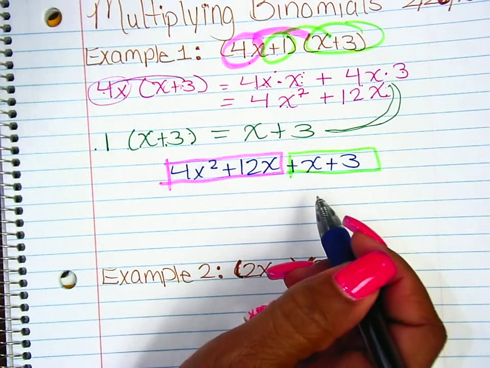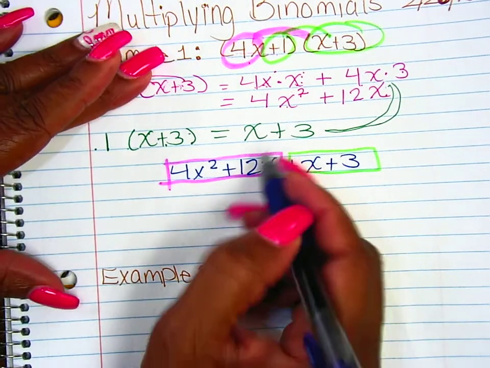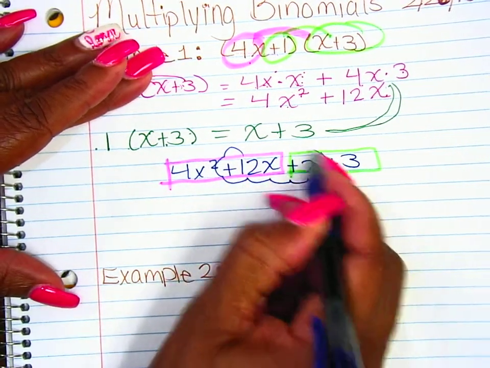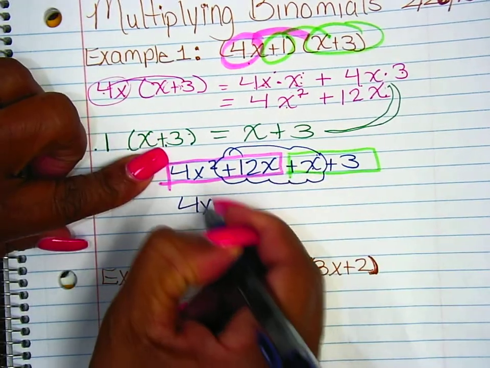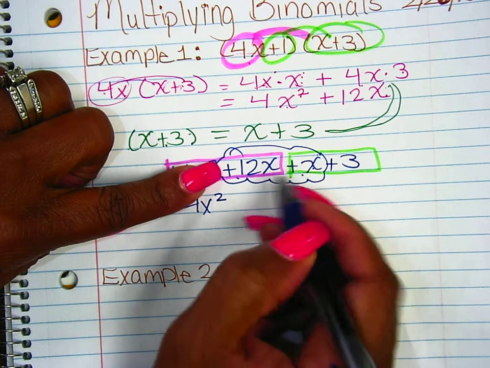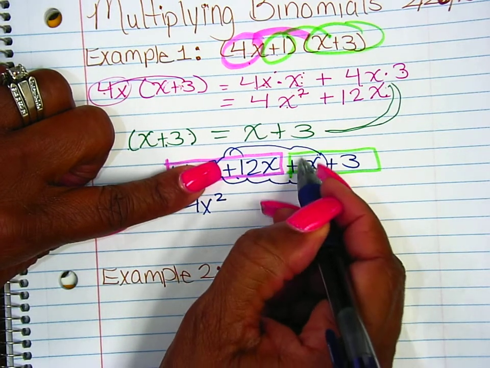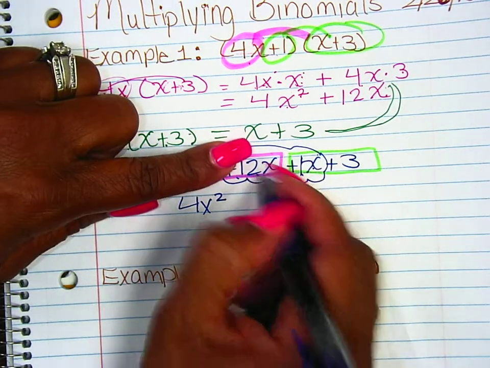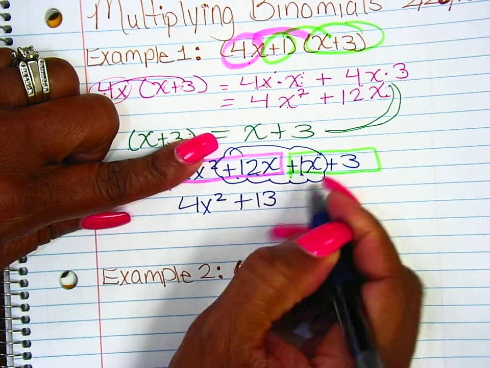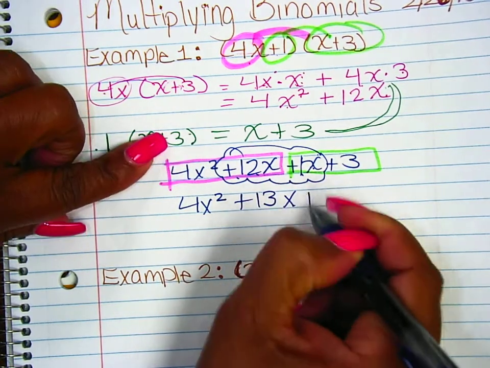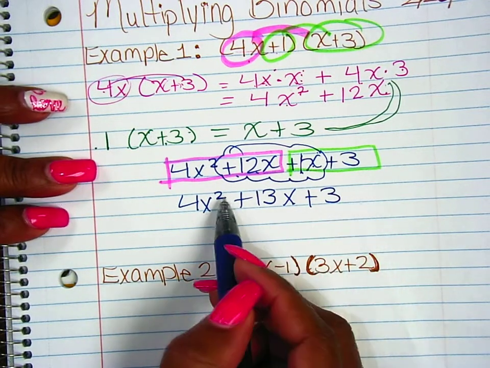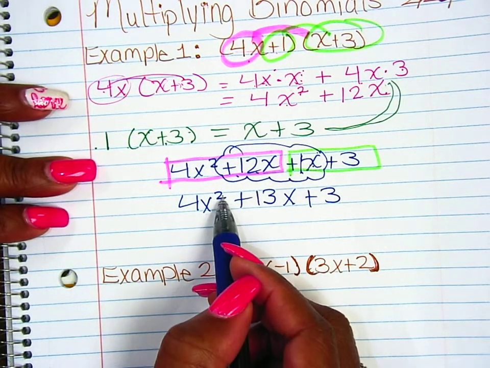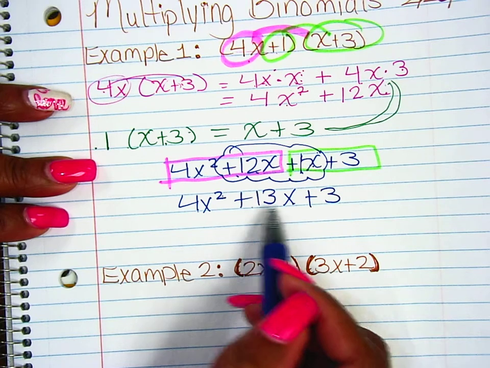Now you probably said, do we have like terms? Yes, we do. We have here plus 12x and x. Same variable, same exponent. So 12x plus 1x is 13x, plus 3. So this is already written in standard form because the highest degree is 2. So it's 4x squared plus 13x plus 3.